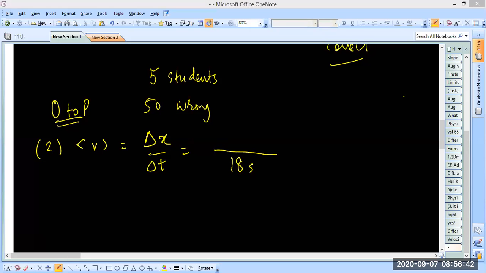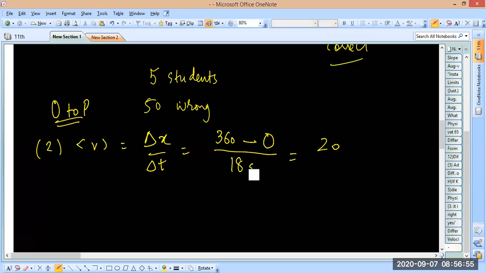Okay, so I think I don't need to worry too much about it. Final position is 360. Initial position is 0, right? So finally, this answer is going to be 20. If you don't write units here, it's okay. But then you should be careful. You should know what the unit is. So this is the average velocity, right?